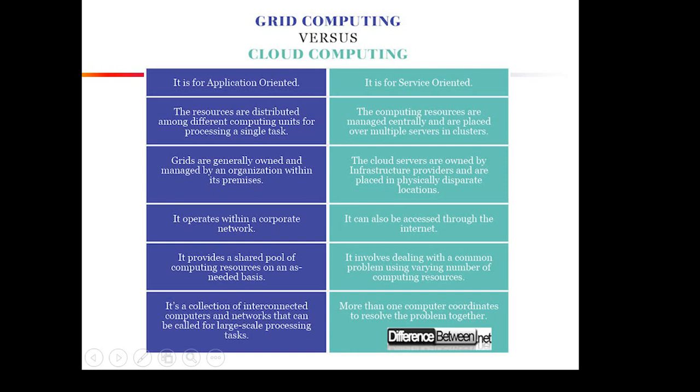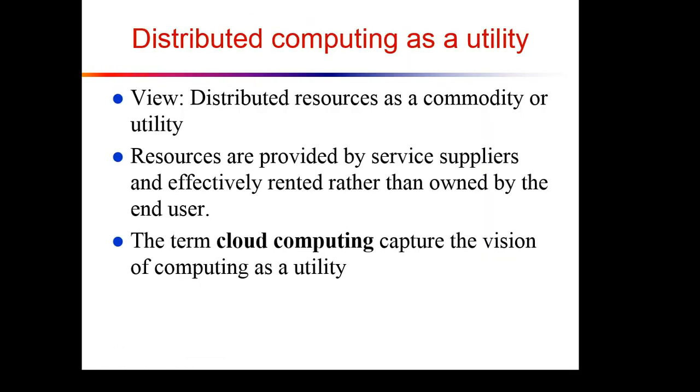Grid provides a shared pool of computing resources on an as-needed basis, but the cloud involves dealing with a common problem using a varying number of computing resources. And finally, the grid is a collection of interconnected computer networks that can be called for large-scale processing tasks, but in cloud computing, there is more than one computer coordinating to resolve the problem together.